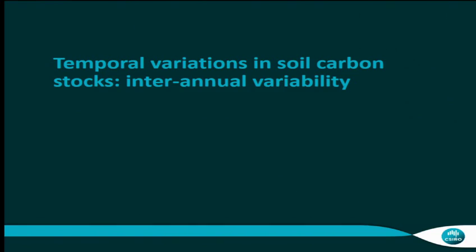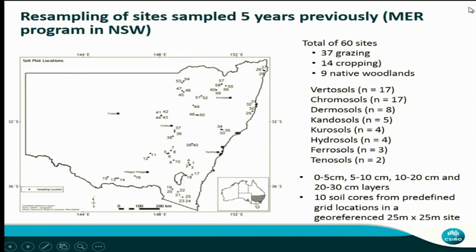Okay. The other thing that was done in this project is some colleagues at University of New England went back and revisited some sites that they sampled 5 years previously. The sites were all in New South Wales. These are the sites. They comprised mostly grazing. They had some cropping and some native woodlands. For those of you that are interested in soil types, those were the soil types that were sampled. In this case, they sampled one more layer. They sampled a little bit more, in a little more detail at the surface, but all the way to 30 centimeters again.